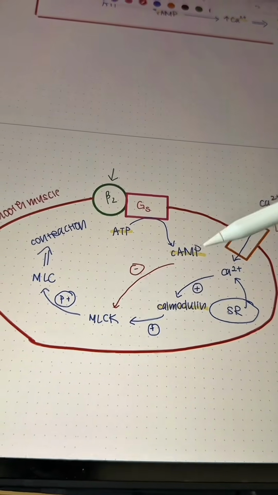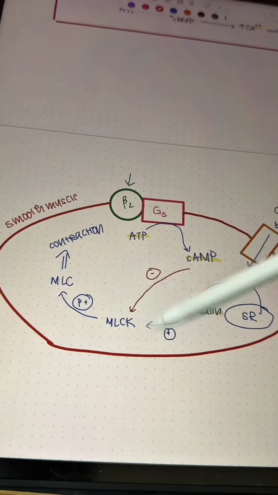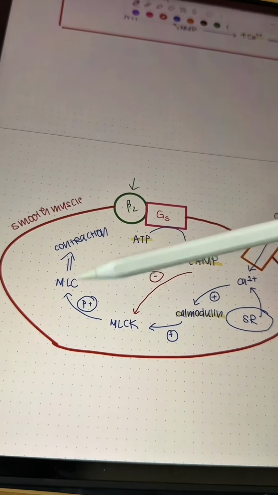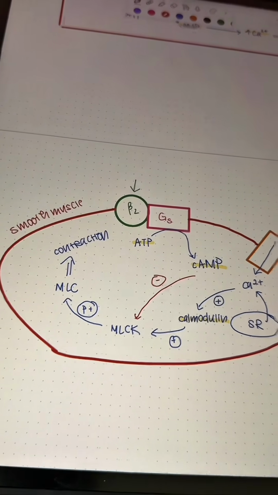However, with increased cAMP from beta-2 stimulation, that inhibits myosin light chain kinase. The less MLCK activity, the less phosphorylation of MLC, the less contraction. So beta-2 receptor activation favors relaxation.